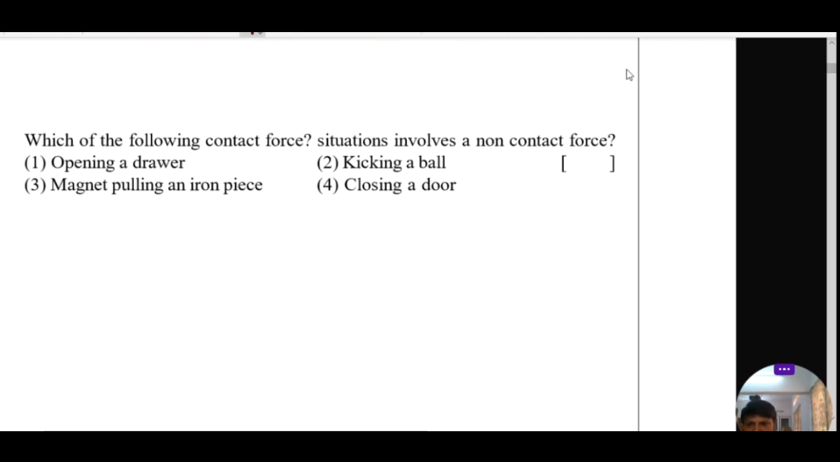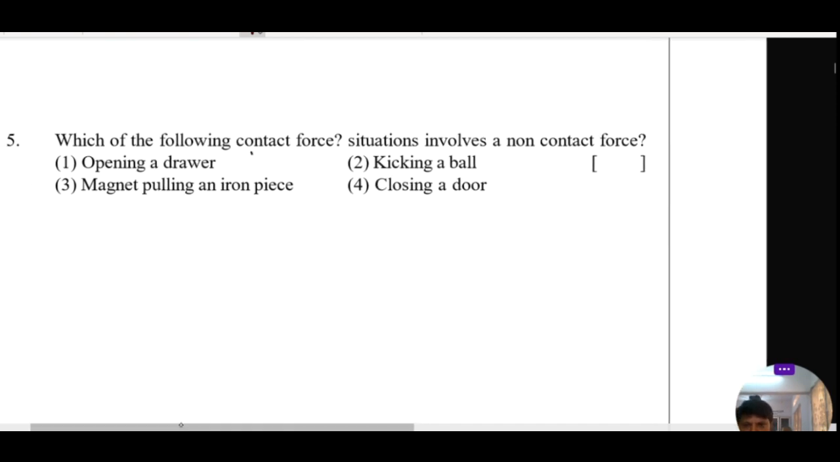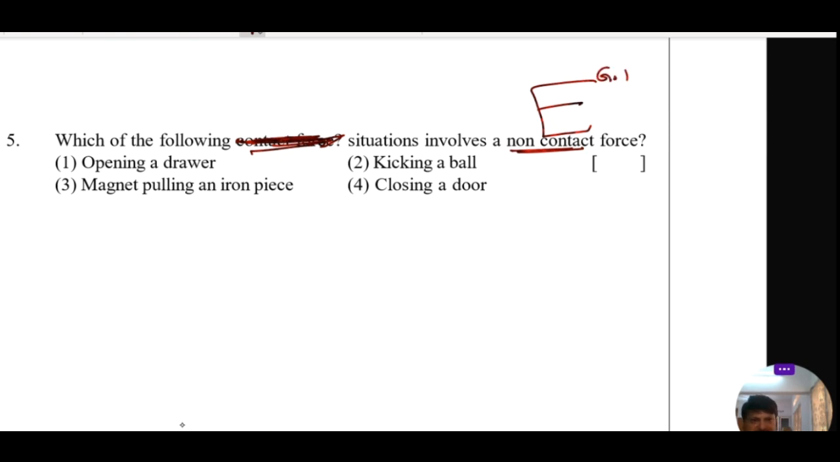Which of the following situations involves a non-contact force? According to your syllabus, give examples for non-contact forces. Yes, that is gravitational force, magnetic force and electrostatic force.